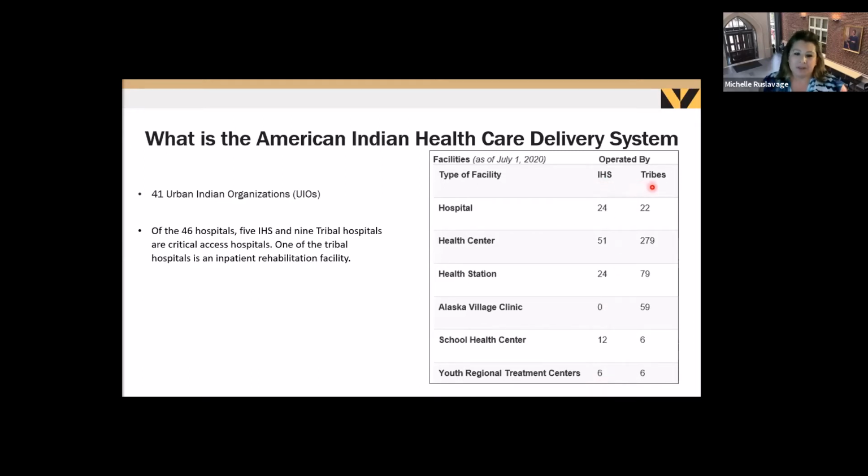But we also have tribal healthcare facilities that are operated by the tribe. There are 22 hospitals, 279 health centers and health stations, or 78. And again, these are more ambulatory. Up in Alaska, they have villages or clinics. There's 59 of those, and 6 school health centers and 6 youth regional treatment centers. And of the 46 hospitals, 5 are IHS and 9 tribal hospitals are critical access hospitals.